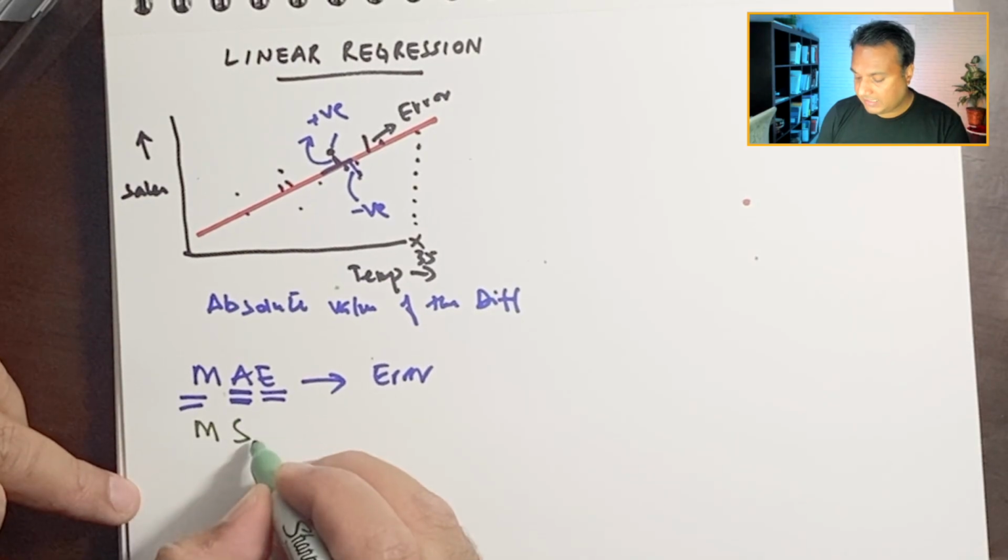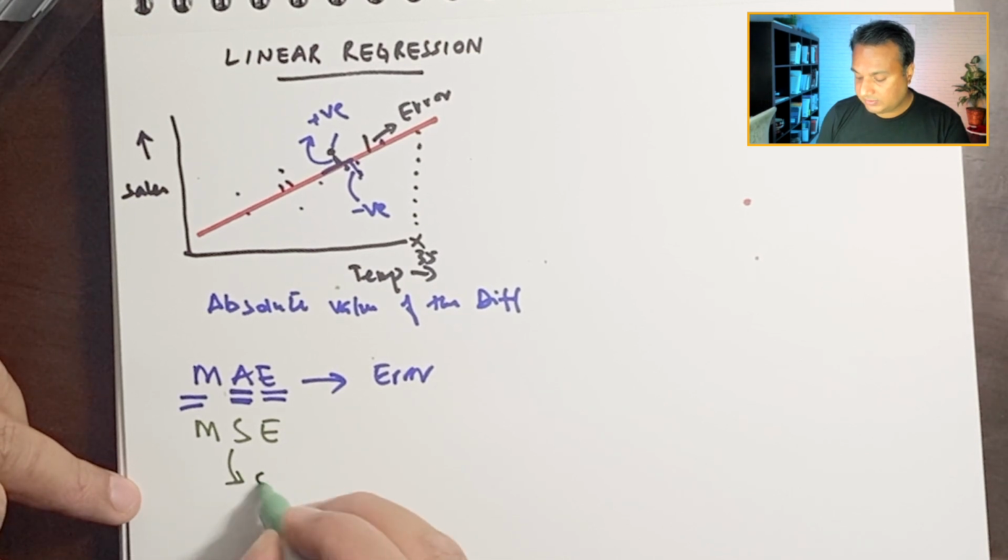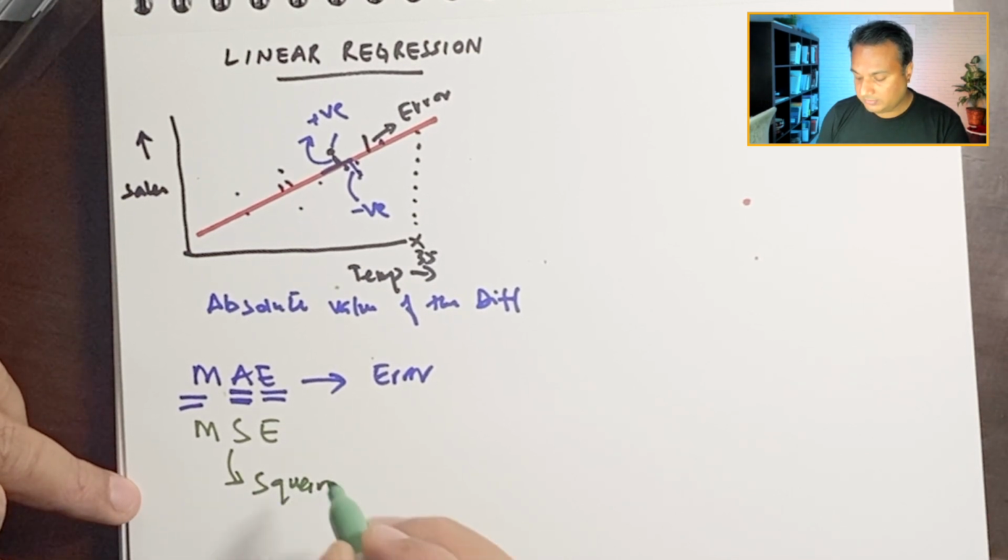Though this is a very valid way to estimate the error, there is an even slightly better way in which you take the square of the error instead of taking the absolute value. That is MSE, where S stands for square. The reason this is better is because when you take the square of any number, it becomes positive, even if it is negative in the beginning.